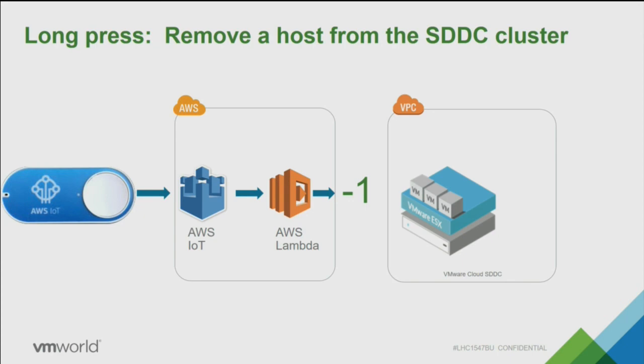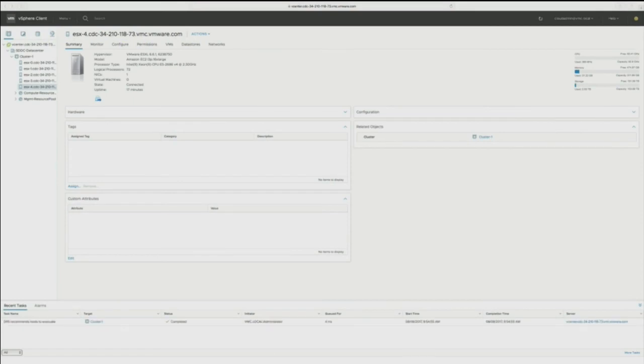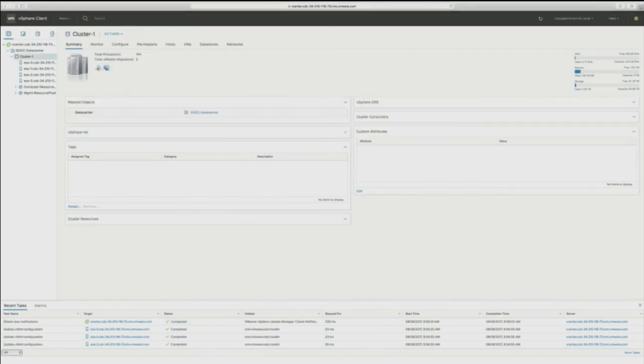Now this is more tricky, right? When this happens, I also get a notification on my watch. DRS recommends which host to remove, so it chooses the most optimal host. Then it puts it in maintenance mode, migrates the workloads off of it, and eventually takes the host and gives it back to AWS. You stop paying for it, and your cluster is now downsized. So this is pretty simple.